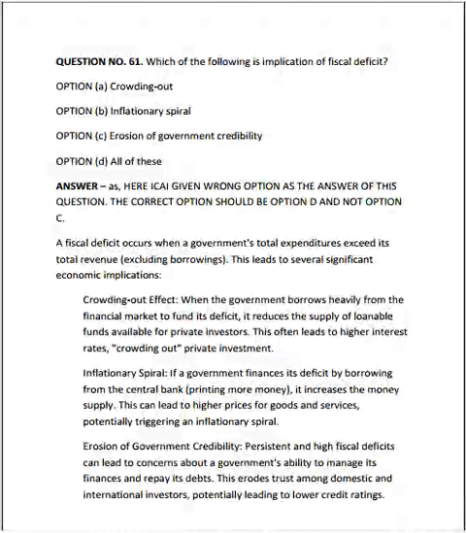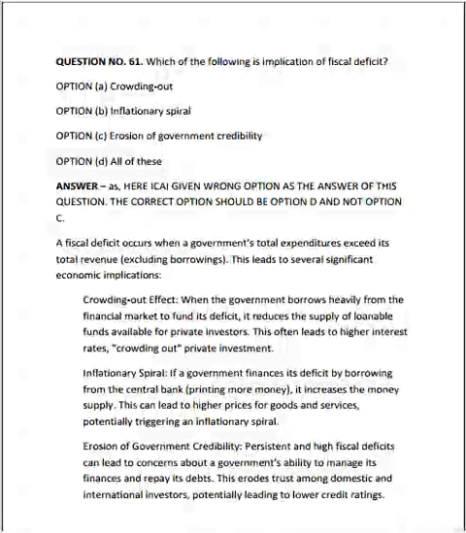This leads to several significant economic implications. Crowding out effect. When the government borrows heavily from the financial market to fund its deficit, it reduces the supply of loanable funds available for private investors. This often leads to higher interest rates, crowding out private investment.